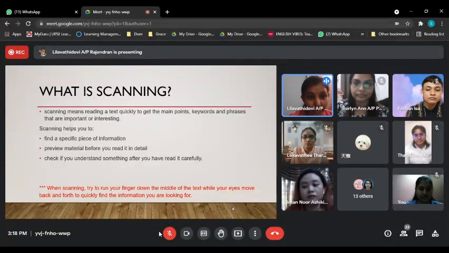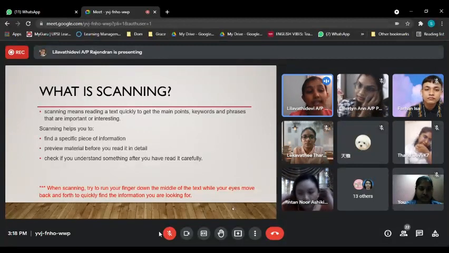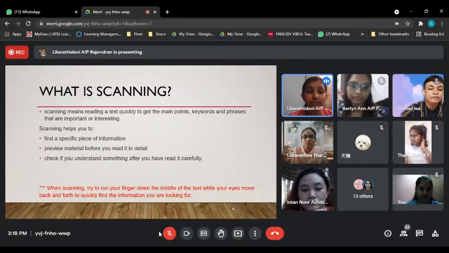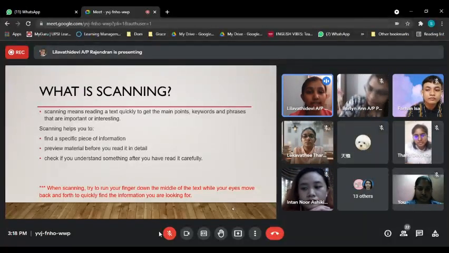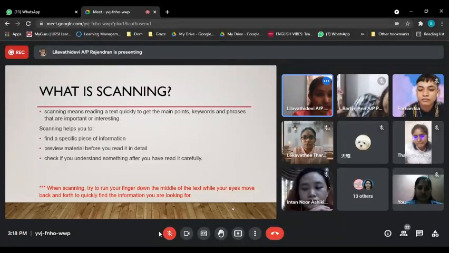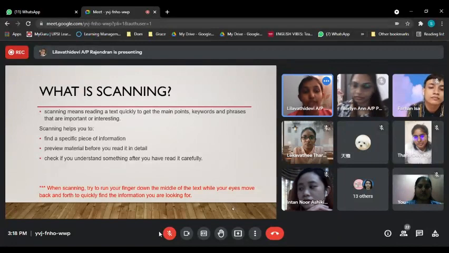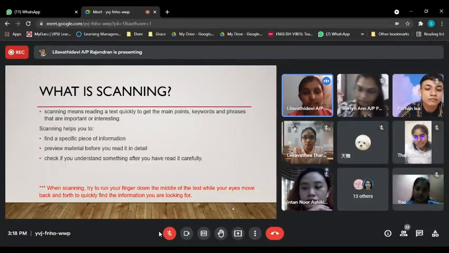Other than that, scanning helps you to find a specific piece of information. It helps you to preview material before you read it in detail, and it helps you to check if you understand something after you have read it carefully. So this is basically what specific detail and scanning are. To identify specific details, you have to use the scanning technique. Understand?